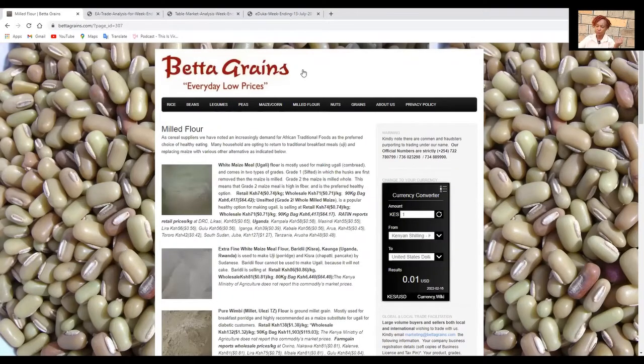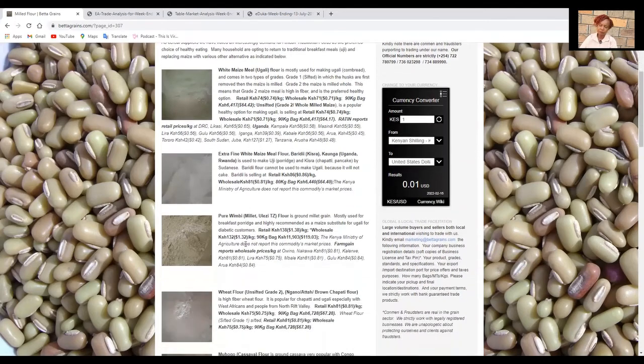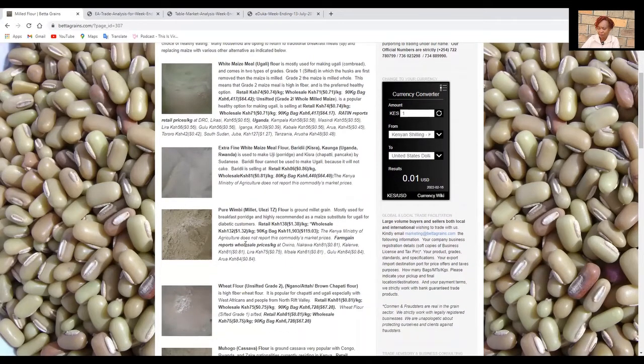The other thing that you need to be aware of, excuse me, is our milled flours. We have white maize meal, and we report on the price. We also have the unsifted maize meal, the whole meal. We also have a price for that indicated. We have the extra fine maize meal, which is called baridi, the maize meal that is normally used for making porridge. We have what is called pure wimbi.